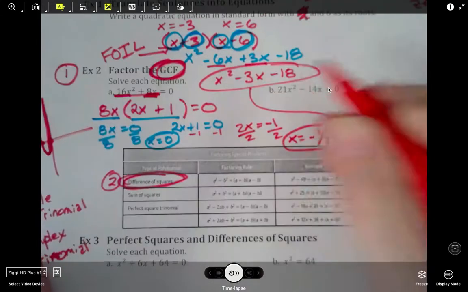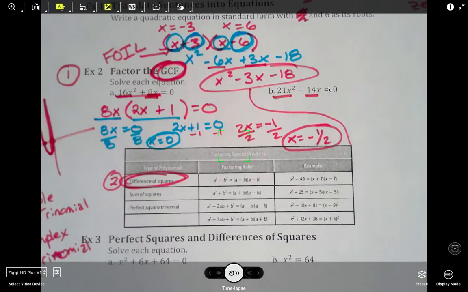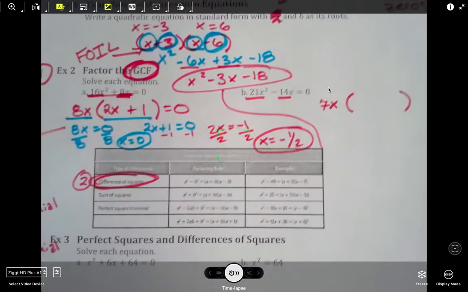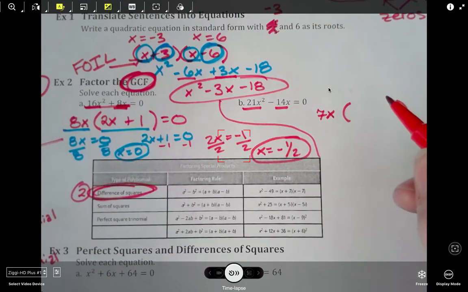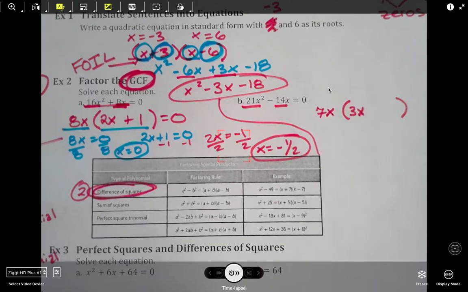All right, part B, same thing. What goes into 21x squared and 14x? 7 and x. We're going to take a 7x out of both pieces, okay? Take 7x out of 21x squared. What's left? 3 and x. Okay, again, we're dividing. We're not subtracting. 21 divided by 7 is 3.